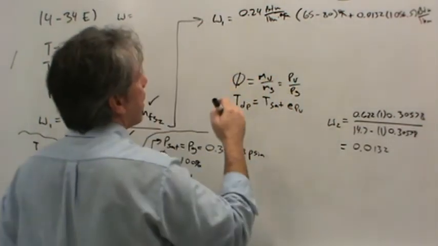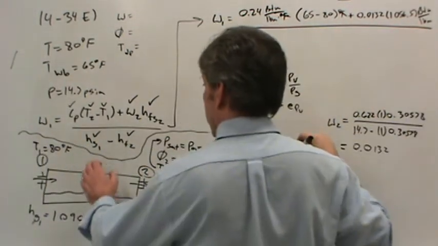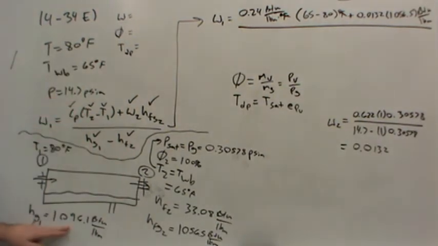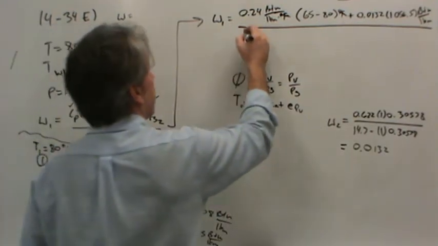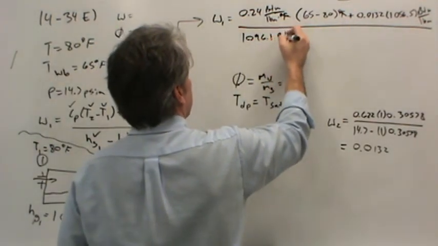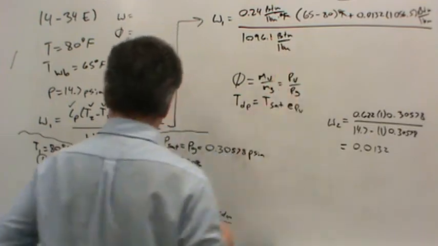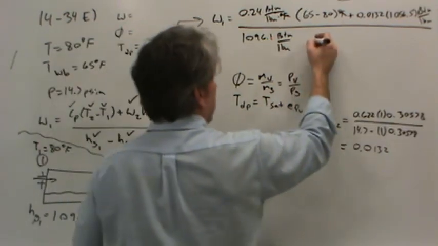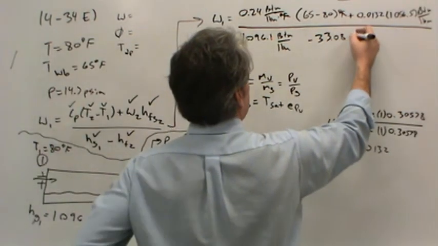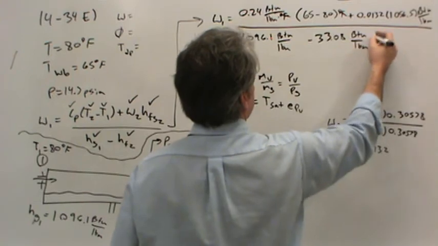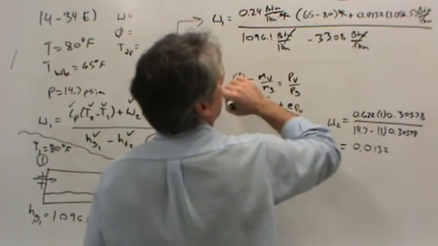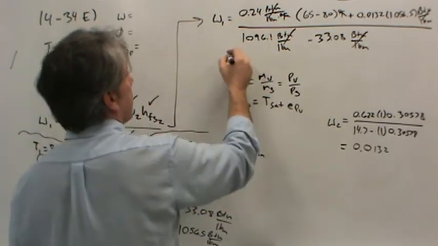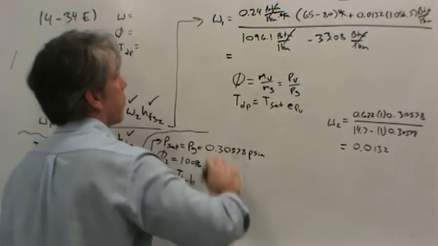I think it is. And then for the denominator, I need Hg1, the enthalpy of saturated vapor here that we looked up, 1096.1 BTUs per pound mass. And then I need to subtract off HF2, minus 33.08 BTUs per pound mass. Of course, the BTUs per pound mass will cancel through. Let's see, that's an addition. And we will get humidity. Really, it's pounds of water over pounds of dry air.